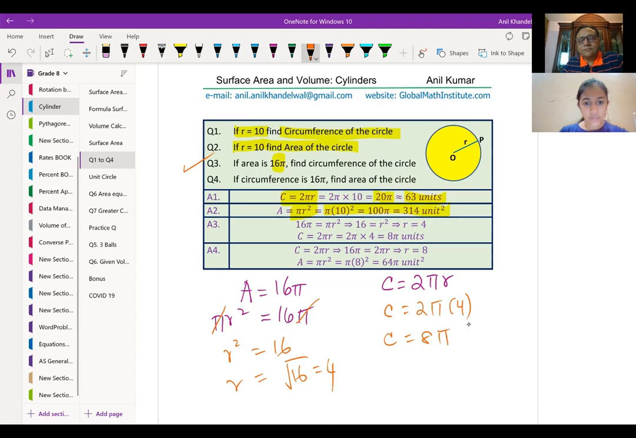Radius is 4 centimeters. Area is given to you as 16 pi. Area formula is pi r squared. Using the formula and the given value, we can calculate the radius, which is the square root of 16 in this case, equal to 4. Once you find the radius, substitute the value of radius in the formula for circumference, which is 2 pi r. And then you get your answer.